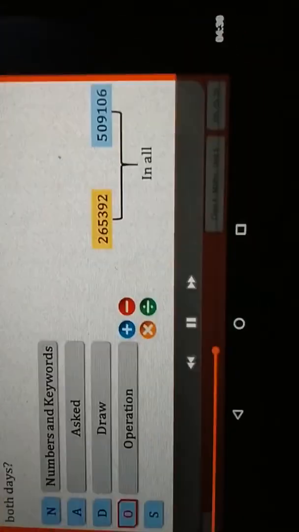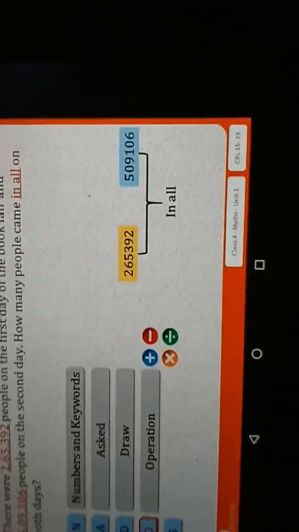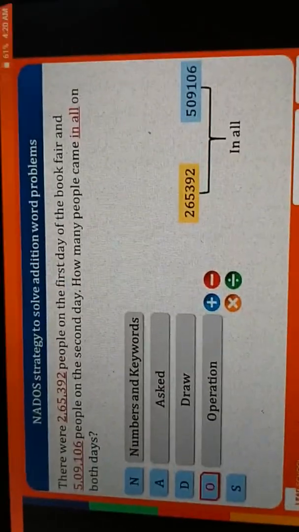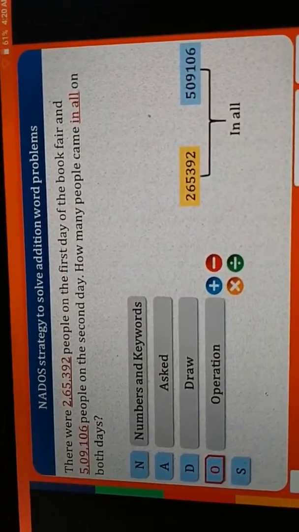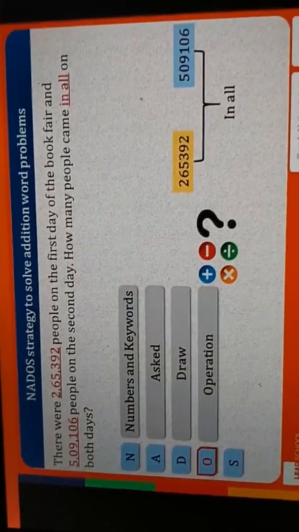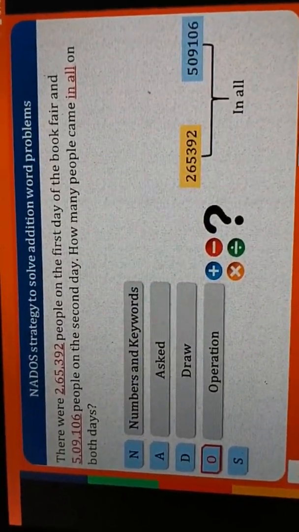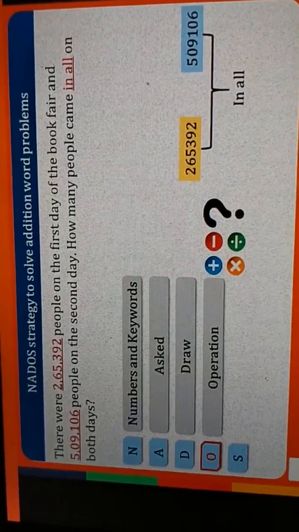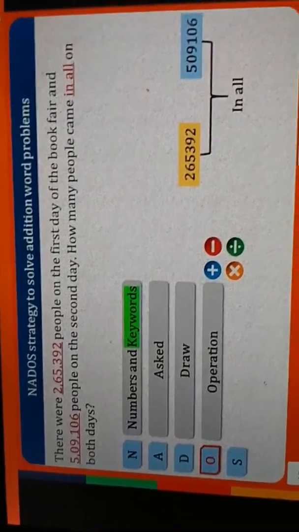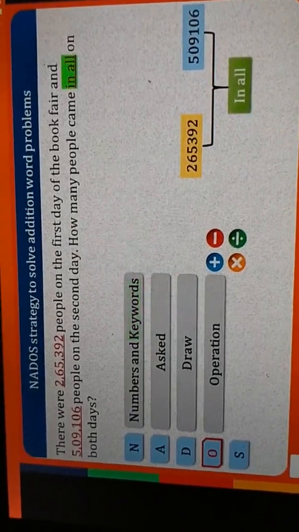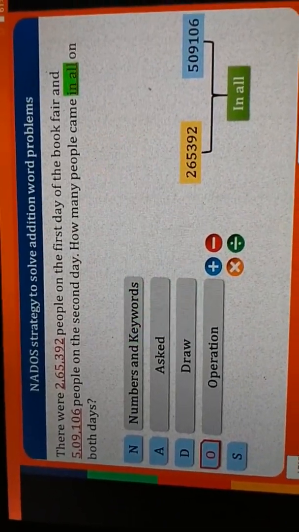Then comes O. O stands for operations. This is the part that helps us know which operation is required to solve the problem. Let's check which operation we will be using to solve this word problem. For this, let's check the keyword. Here we have in all.